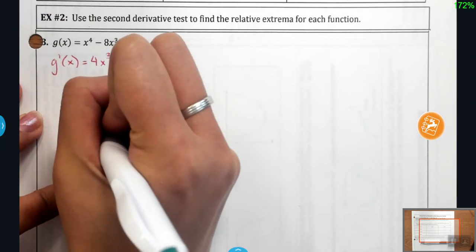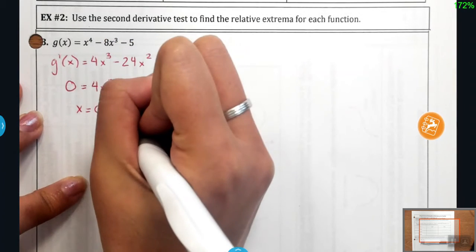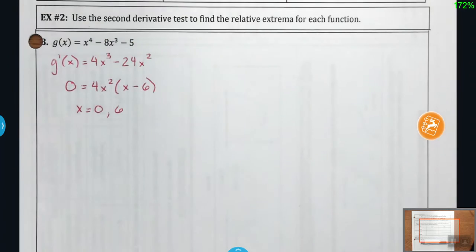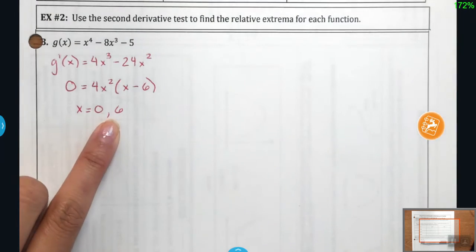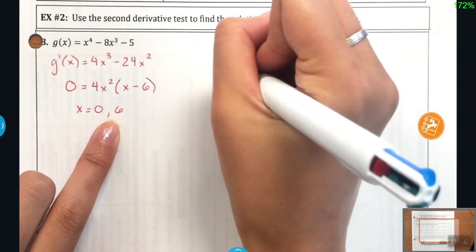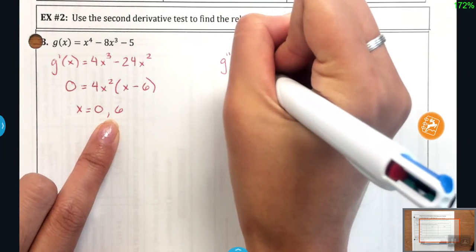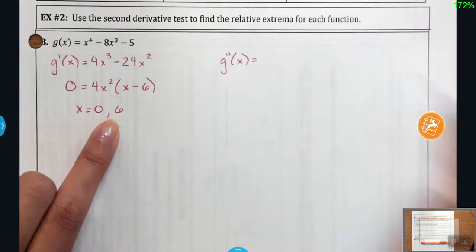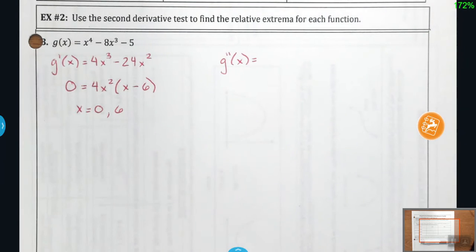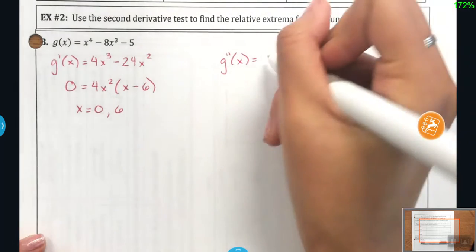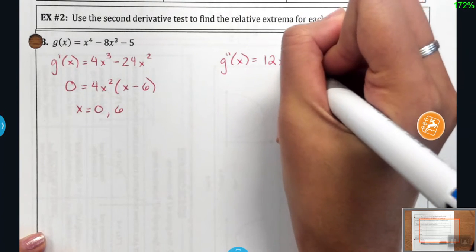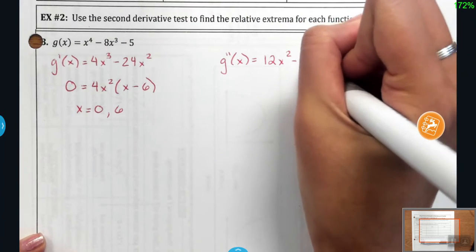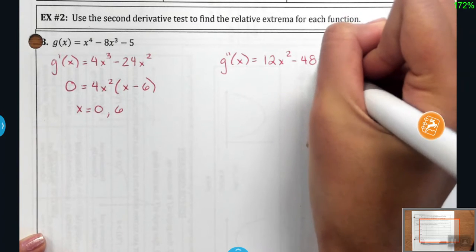So x equals 0 and 6. Okay, so those are our critical values. That's where the tangent line is horizontal. Then let's find the second derivative. So the derivative of 4x cubed minus 24x squared is 12x squared minus 48x.